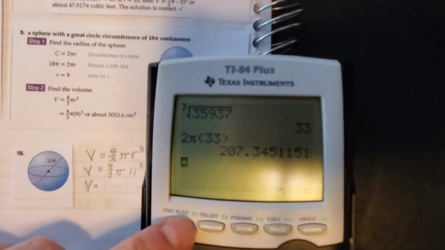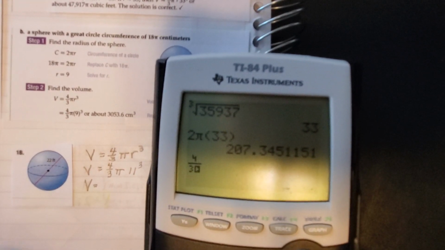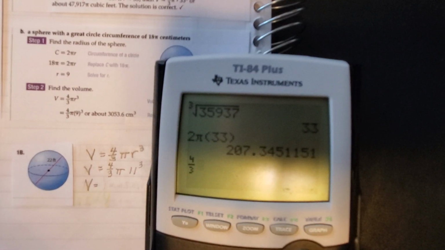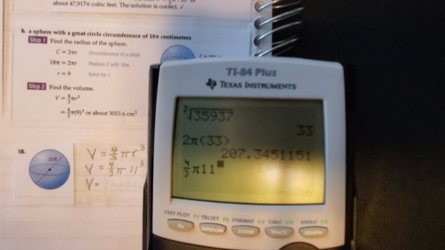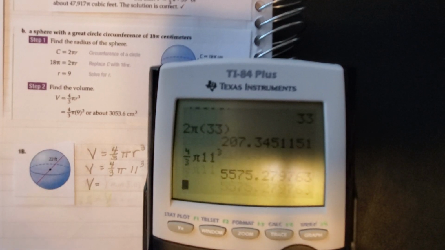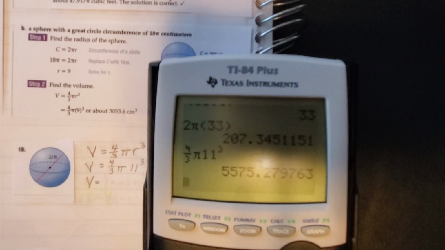4/3, so alpha F1, 4/3, make a fraction. I always love making that fraction. 4/3 pi times 11 cubed, caret 3, remember? Enter. And you get 5,575.3.